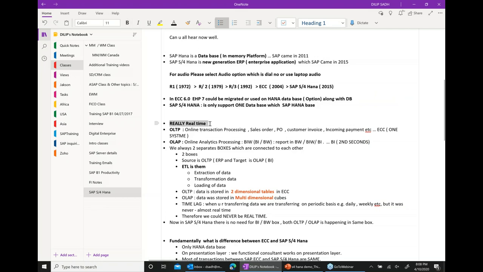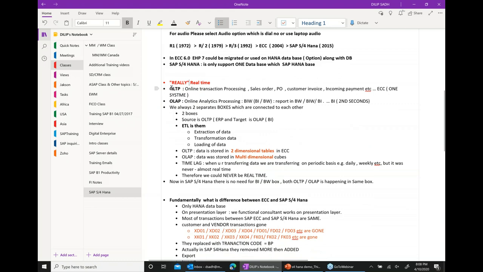This phrase is probably the synopsis of everything: really real time. I talked about this. And why do we say really real time? Because of these two things. We talked about OLTP, which is online transaction processing, and OLAP, which is online analytical processing. OLTP is where we do our transactions, and OLAP is where we do our analytic processing.